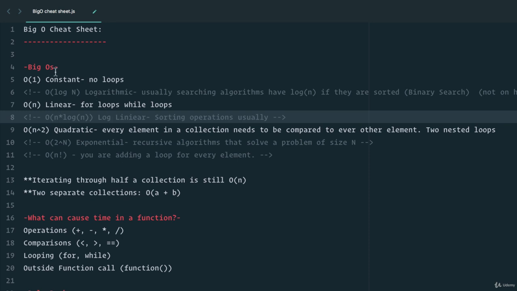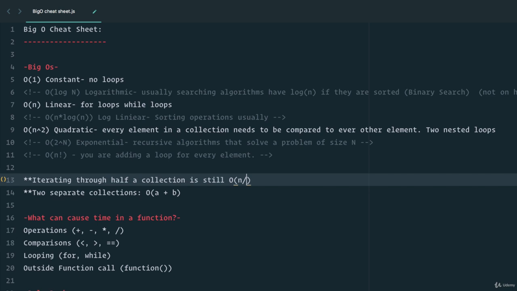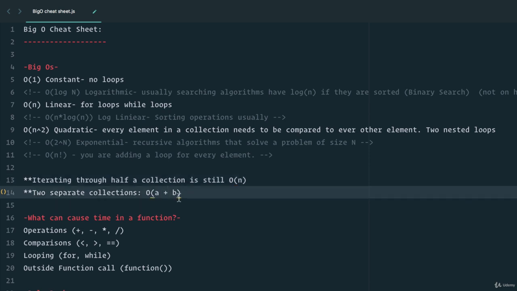Now, when it comes to Big O's, I want you to keep in mind two things. When you're iterating through half a collection, it's still O(n). Remember, O(n/2) is still, at the end of the day, O(n). Remember our rule book. And again, another trick that often comes up in interviews is that two separate collections should be O(a + b), or if they're nested, O(a * b). So two separate inputs should have two separate variables in Big O notation.